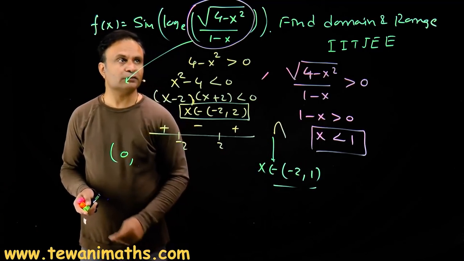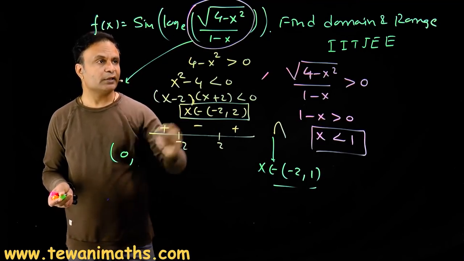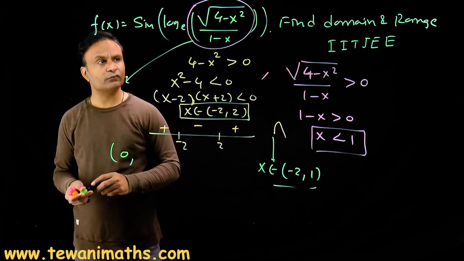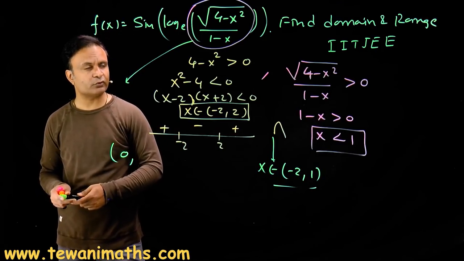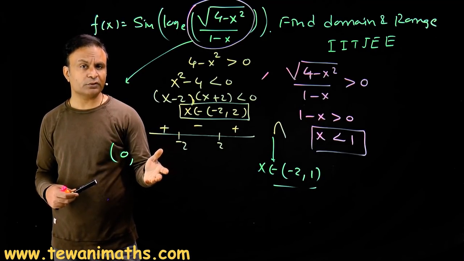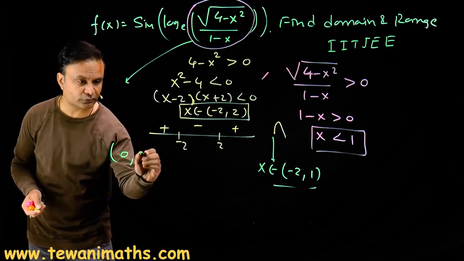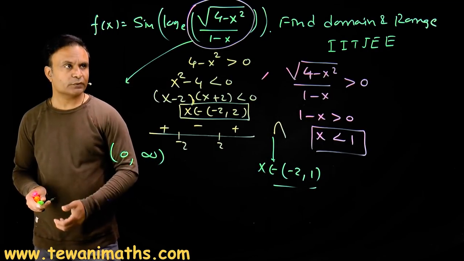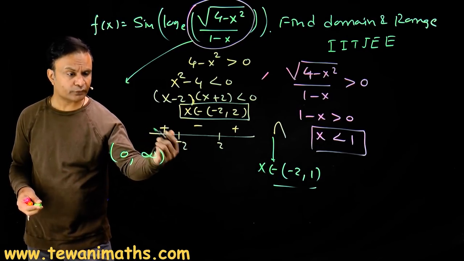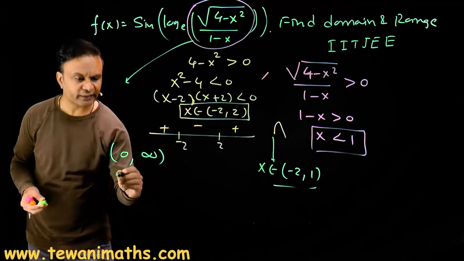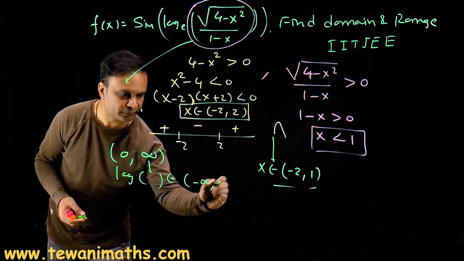Now, when x tends to 1, this is approximately equal to root 3, numerator is root 3, and this is 1 minus slightly lesser than 1. That means this difference tends to 0, but that 0 will be positive 0, and root 3 upon positive 0, we have infinite value. And since function is continuous, we have continuous values from 0 to infinity. So, the values of this expression will lie in the interval 0 to infinity. For these values of argument, logarithm function log of these values will lie from minus infinity to infinity.